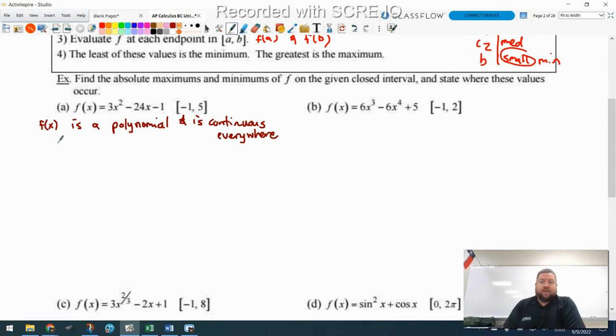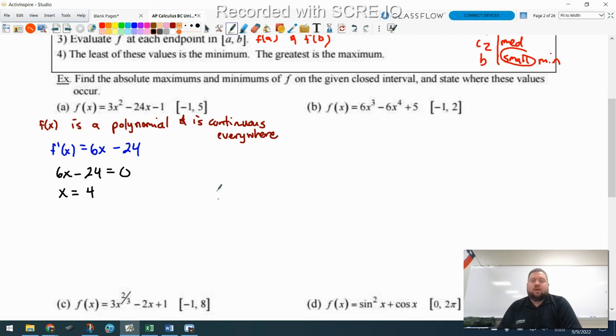Okay, so we are going to find the derivative. f prime of x is equal to 6x minus 24. We set our derivative equal to 0, and we get a critical point at x equals 4. Once you've found your critical point or points, there could definitely be multiple, we only have one on this one, then we make a table. In our table, we include our critical point and both endpoints: -1, 4, and 5. I like to write them in order.